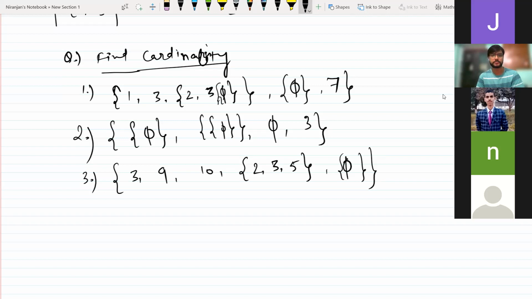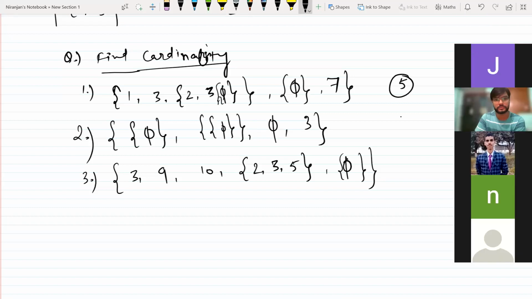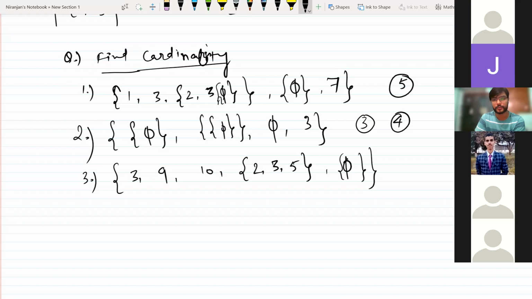Guys, answer. Anyone? Charna? Midam? Anshu? Sir, 4. No, no. Tell me the first one. 5. So first is 5. What is the second one? 4, second 3. No, no, no. I guess one answer is 3. Someone said 4. Someone said 5 also.